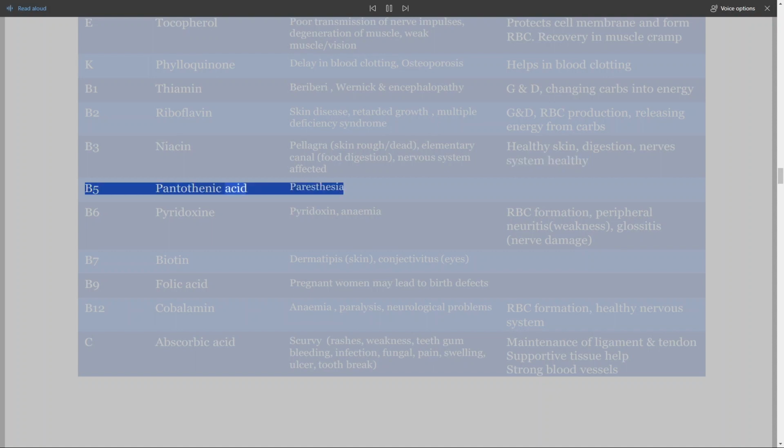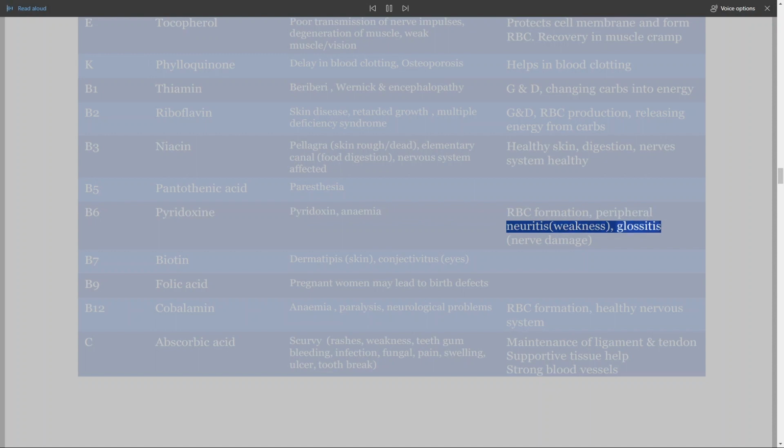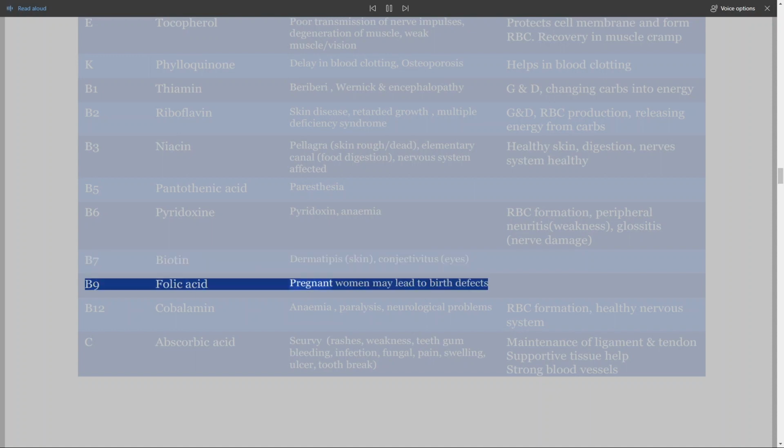B5: Pantothenic acid. Paresthesia. B6: Pyridoxine. Anemia, RBC formation, peripheral neuritis, weakness, glossitis, nerve damage. B7: Biotin. Dermatitis, skin, conjunctivitis, eyes. B9: Folic acid. In pregnant women, deficiency may lead to birth defects.